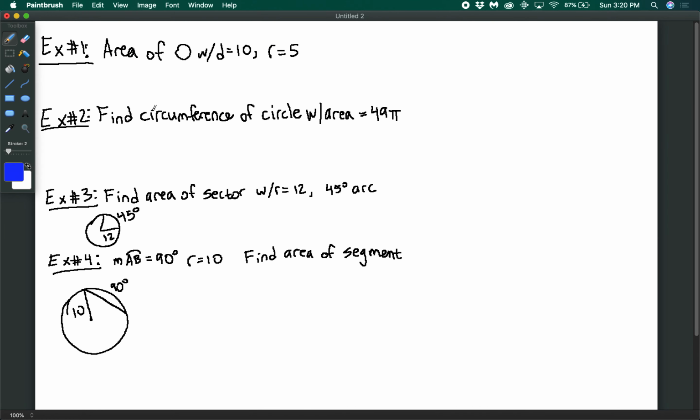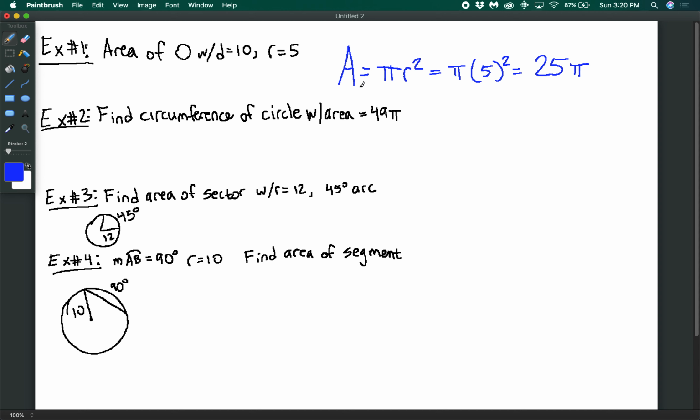If I have a circle O and I want to find the area, and it has a diameter of 10, therefore its radius is 5. Here you can just plug in A equals pi r squared. You're going to have pi times 5 squared, so you get 25 pi. That's the easiest kind, where you're just plugging into the equation.